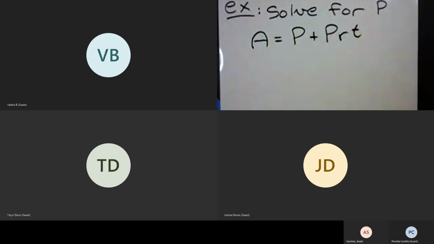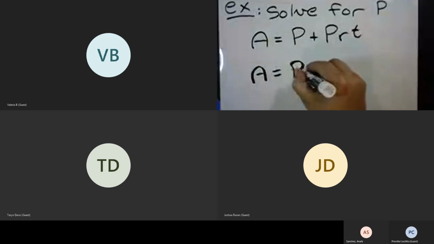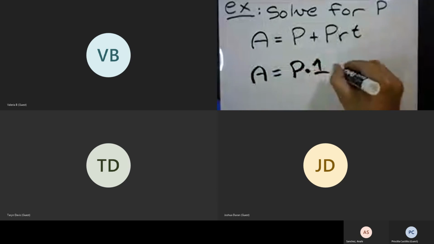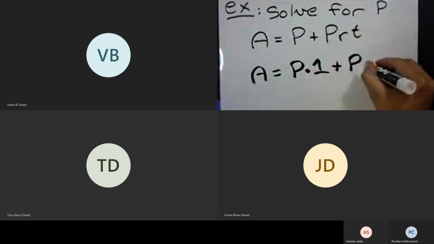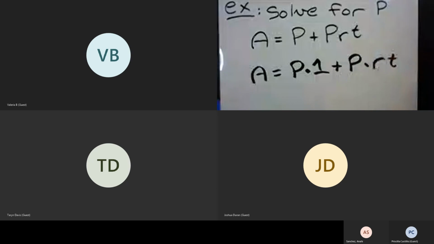So A equals P plus PRT. Now this is kind of a tricky thing because we got P in two places. How do we get P by itself? Well, let me share with you a trick. We can rewrite this as P times 1 plus P times RT.